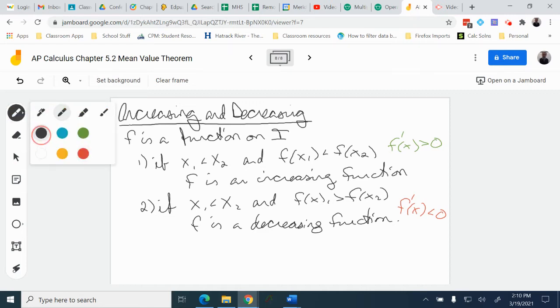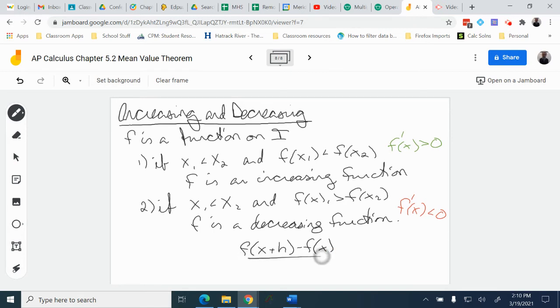And if you think about the definition of derivative, f of x plus h minus f of x divided by h, the limit as h goes to 0. Well, if we consider this to be x2 and this to be x1, if f of x2 is greater, the function's going up. If f of x2 is lesser, the function is going down, and more importantly, positive derivative and negative derivative.